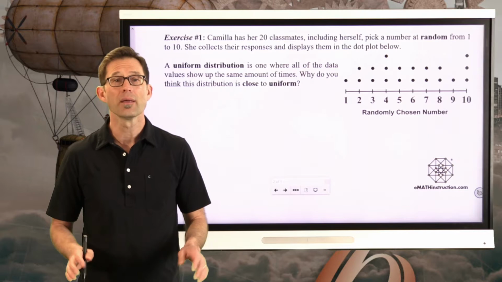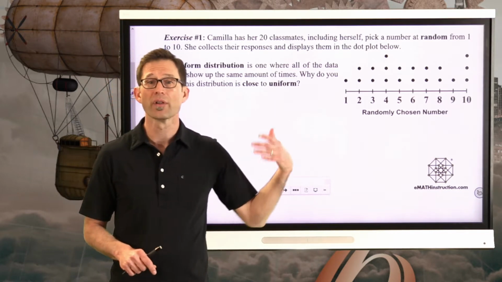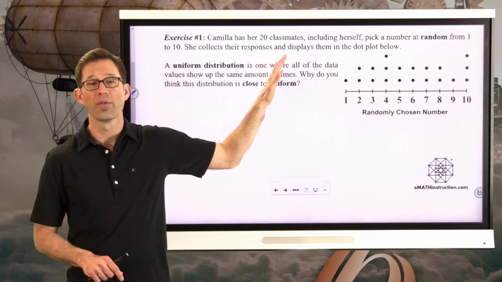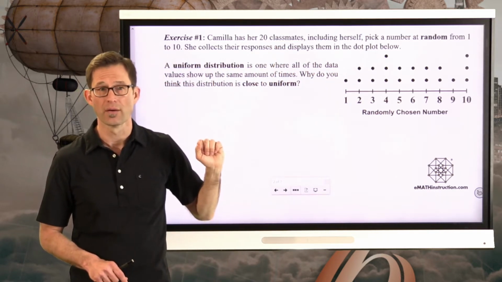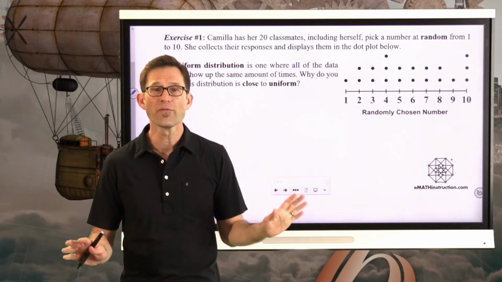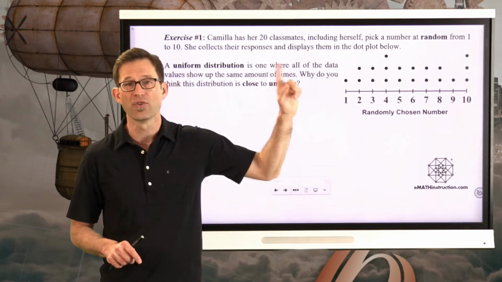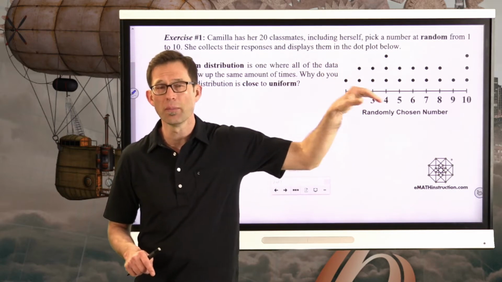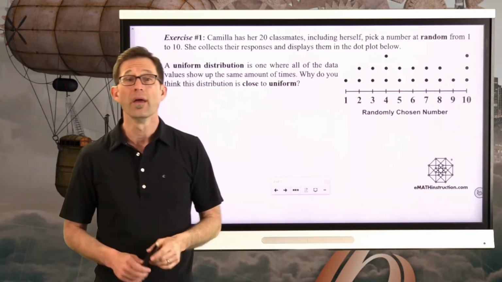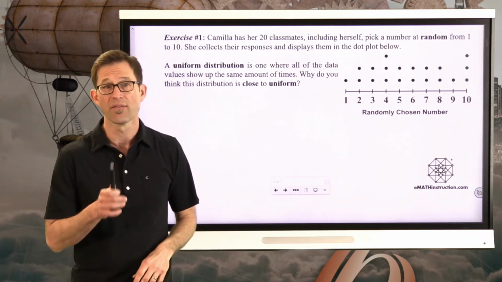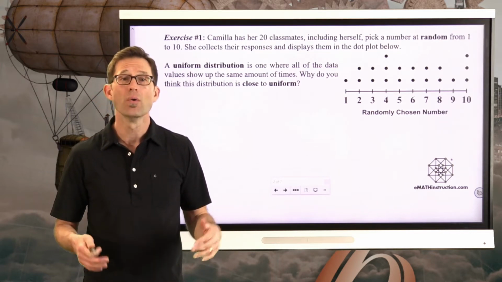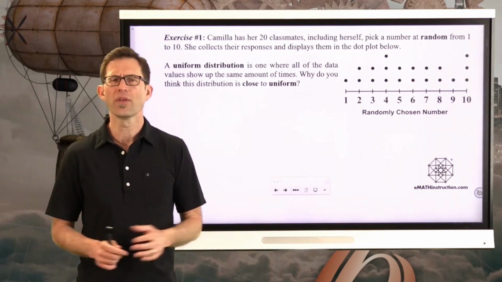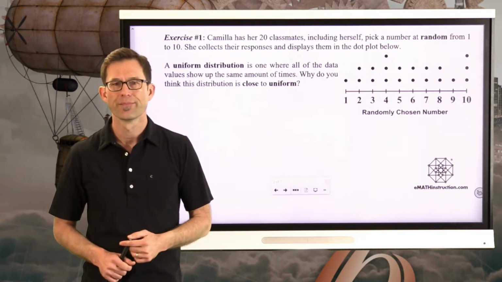All right, now again, let me be very clear. This is not a perfectly uniform distribution. There are 10 choices and there were 20 people that chose numbers between 1 and 10. So if it was a perfectly uniform distribution, we would have had 2 people choose 1, 2 people choose 2, 2 people choose 3, 2 people choose 4, etc. And by the way, that would be an amazing coincidence if that actually happened. So this isn't a uniform distribution, but it's close to uniform. Why do you think that is? Pause the video now.